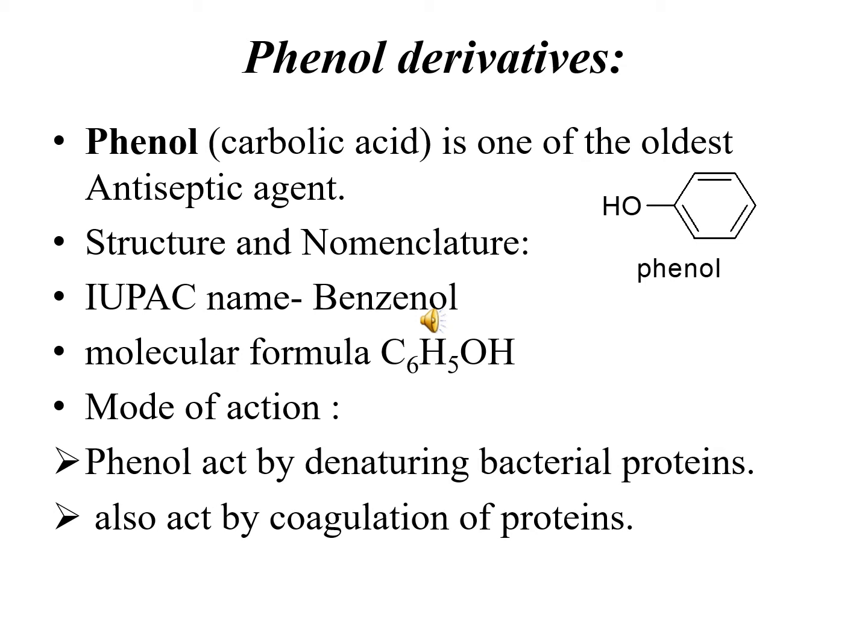And the mode of action. What is the mode of action? How does it work? How does it kill or inhibit the growth of microorganisms? It mainly acts by denaturing the bacterial proteins or by coagulation of the protein. Denaturing affects the primary, secondary and tertiary structure of the protein, and proteins are important for bacterial growth and division. So that structure is denatured by the phenol. Once that protein structure is denatured, proteins are not available for the bacteria for its growth, its support and its division, and ultimately the bacteria will die.